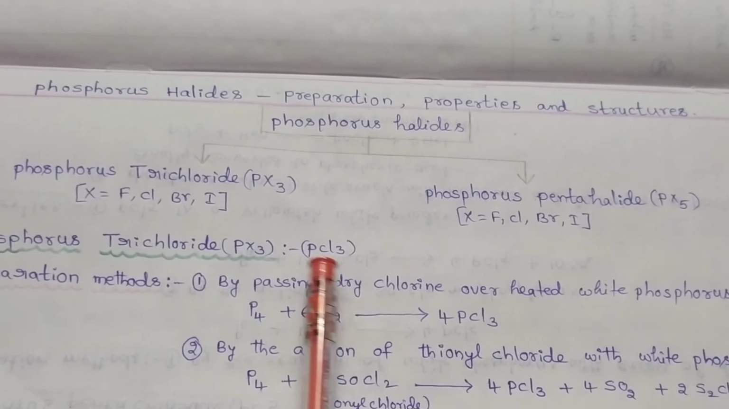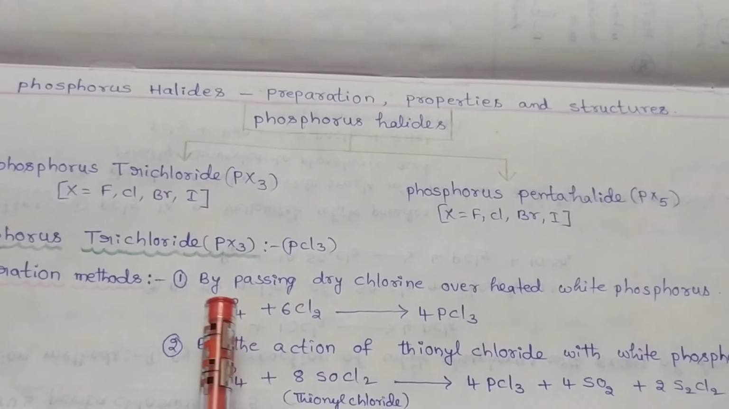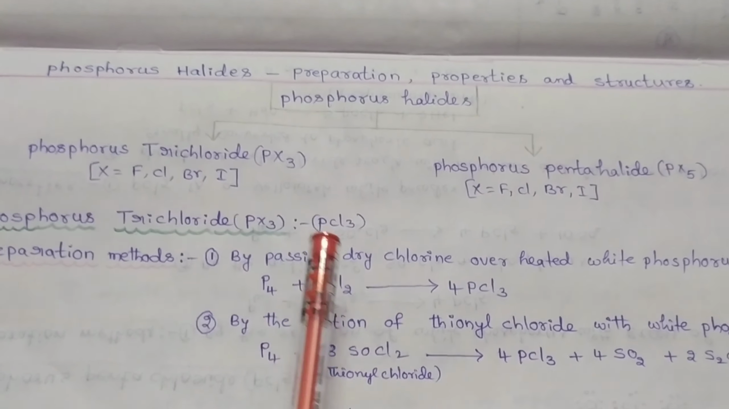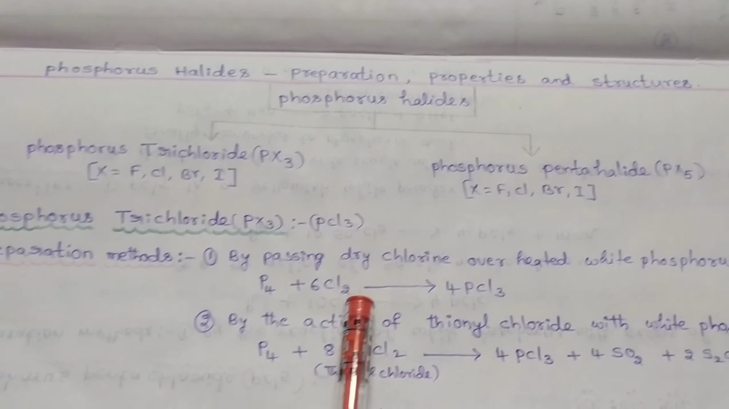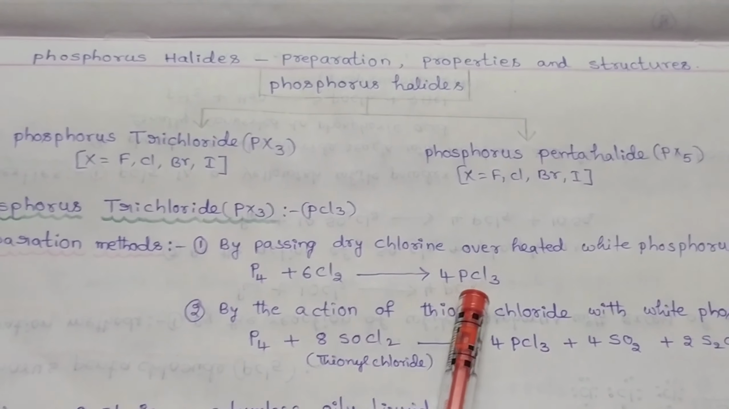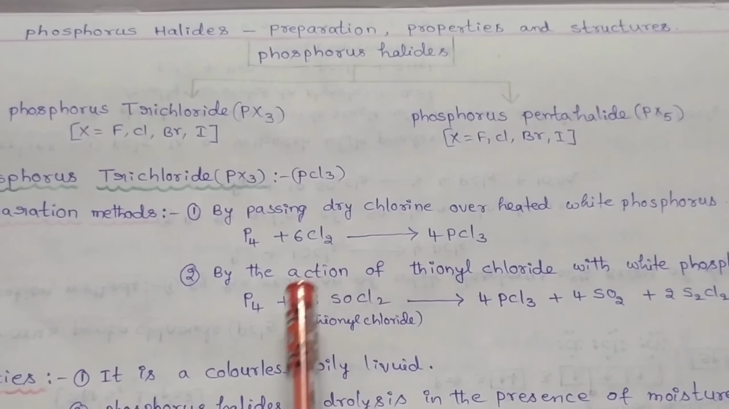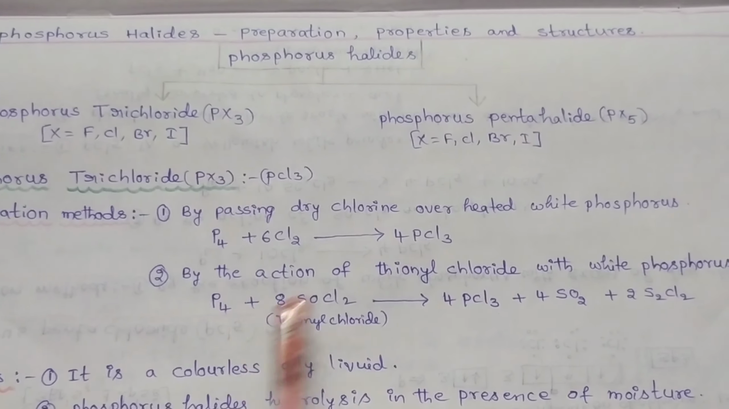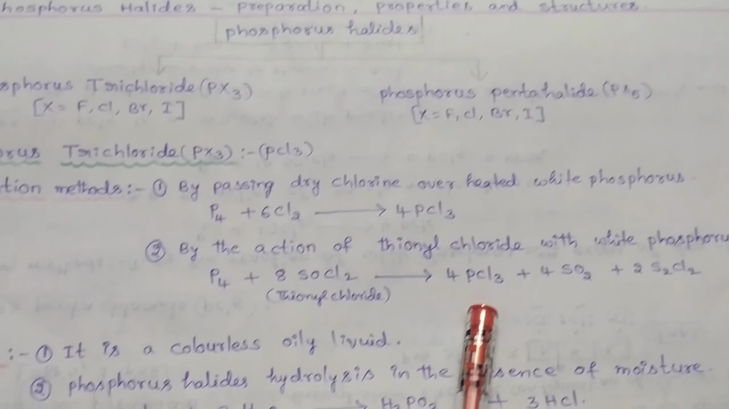Now we discuss phosphorus trichloride. Phosphorus trichloride is prepared by the following methods. When dry chlorine gas is passed over heated white phosphorus, it forms phosphorus trichloride. By the action of thionyl chloride with white phosphorus, it also forms phosphorus trichloride.